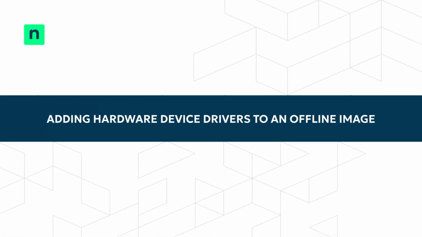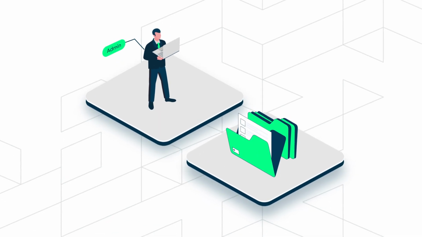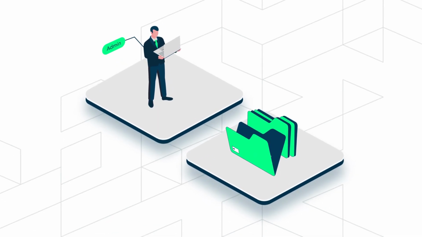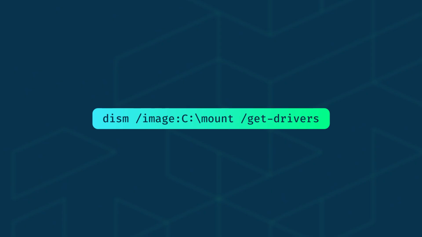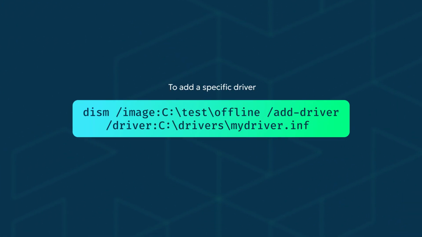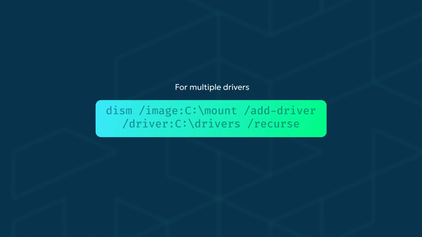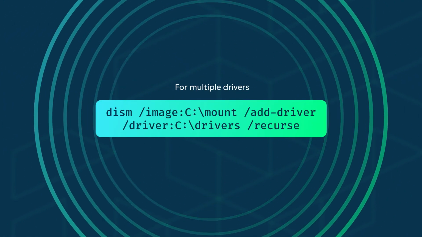Adding hardware device drivers to an offline image. Before you begin, make sure you have admin access and your driver files are ready. To avoid duplicates, check which drivers are already on the image with the following command. Once you're ready, you can start. To add a specific driver, input the following command, and follow the prompt. For multiple drivers, put all the driver files in a folder, then run and confirm.